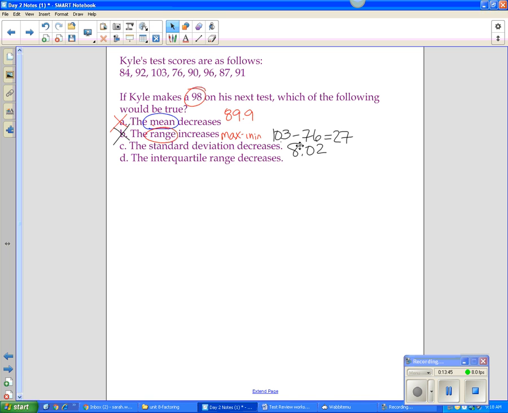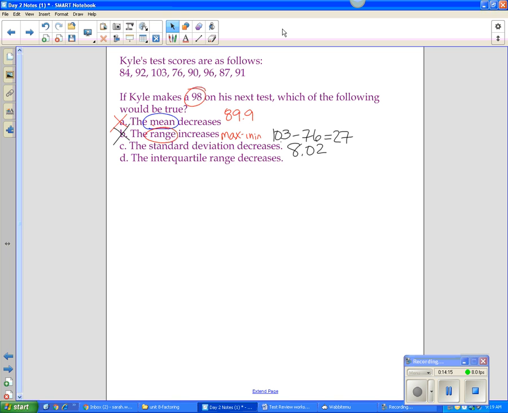All right, we can kind of talk about it, but I also want to get an exact answer. So the average was 89. If you add 98 to the list, do you think the spread is going to get larger or smaller? What do you think is going to happen? It's probably going to get larger. So I would say C is not an answer.